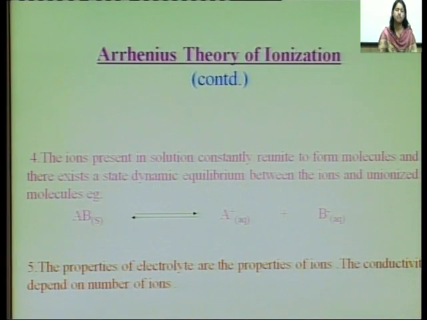The next postulate of Arrhenius was that the properties of electrolytes are the properties of ions. If we are considering electrolytes like acids and bases, then the properties of these acids and bases depend upon the concentration or the properties of the H positive ions, that is hydronium ions, and OH negative ions, that is hydroxyl ions, respectively. That means the property of an acid depends upon the property of hydronium ions and the property of a base depends upon the properties of hydroxyl ions.